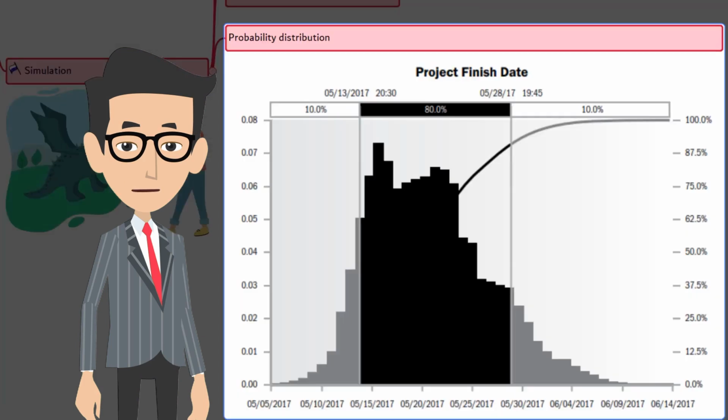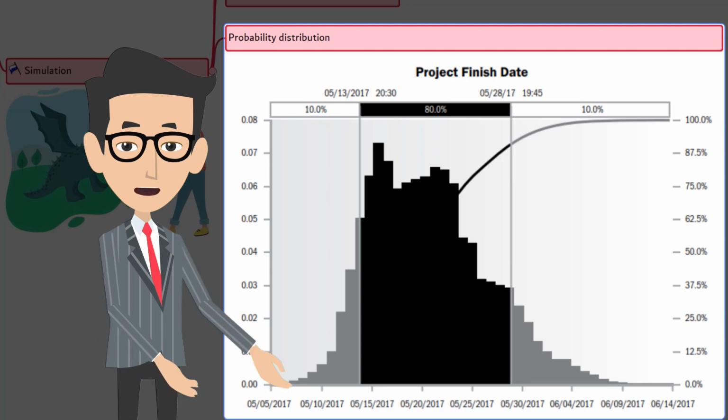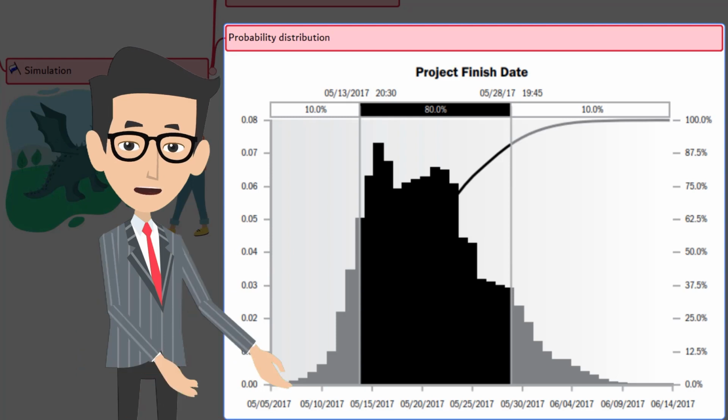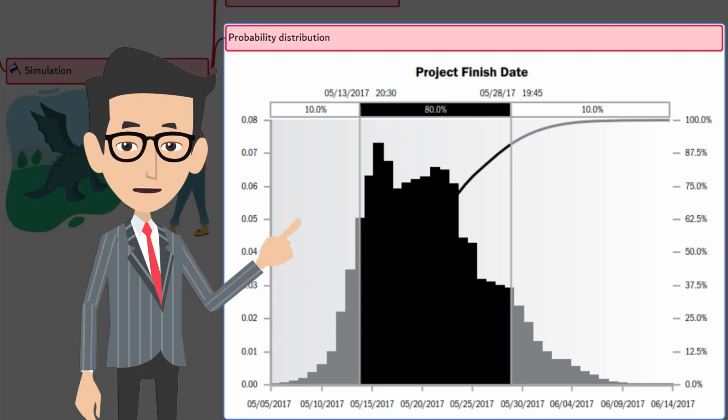Let's look at the figure 6.18 from PMBOK guide from page number 218, and in soft copy, it's in page number 252. In this example, there is a 10% probability that the project will finish on or before the target date of May 13, while there is a 90% probability of completing the project by May 28th.